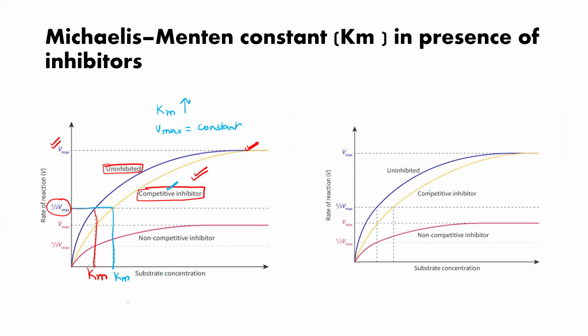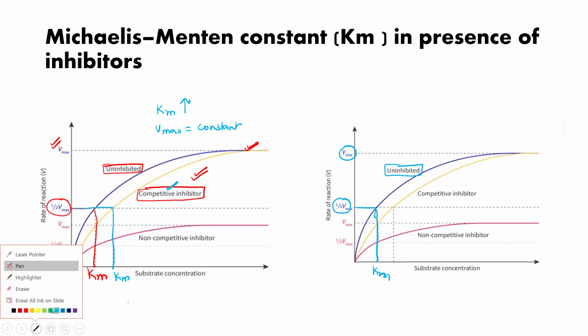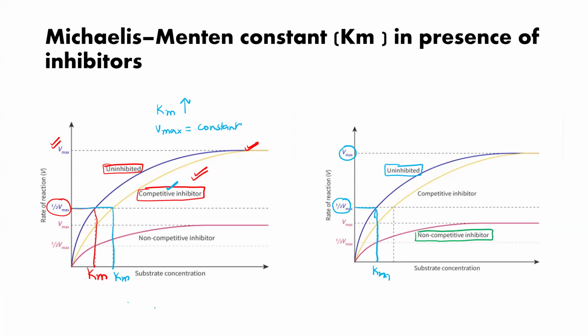Now see the next diagram. Once again, see this is uninhibited. So this is Vmax and this is half Vmax. So this is the Km. One minute. This is Km in the case of uninhibited, meaning no inhibition is done. Now let us study the case in which there is non-competitive inhibition. We'll focus only on non-competitive in this graph.